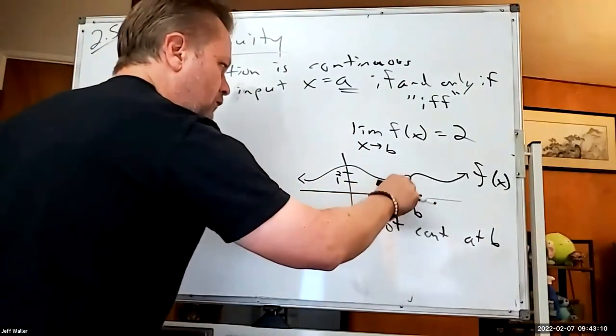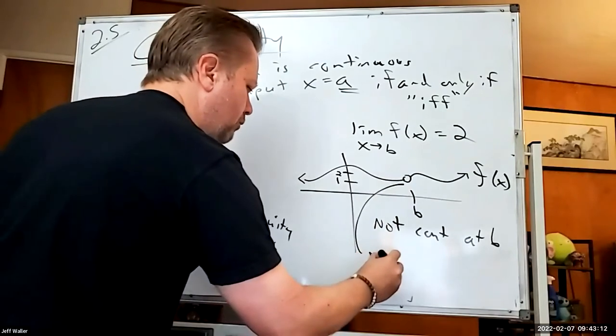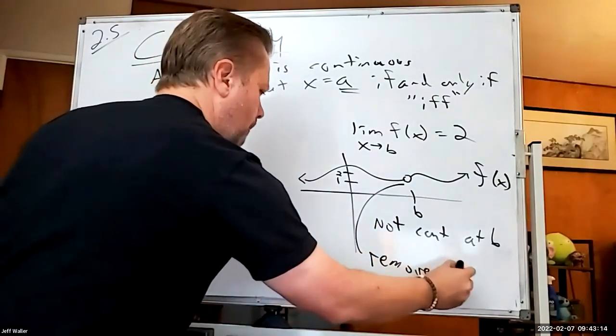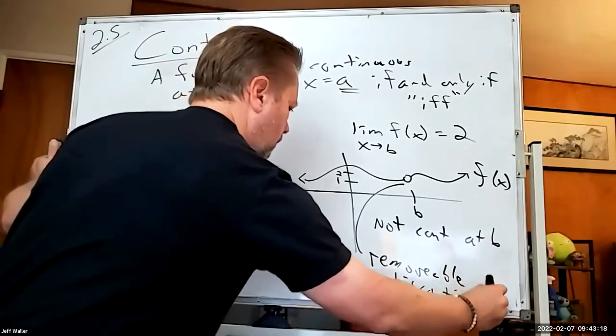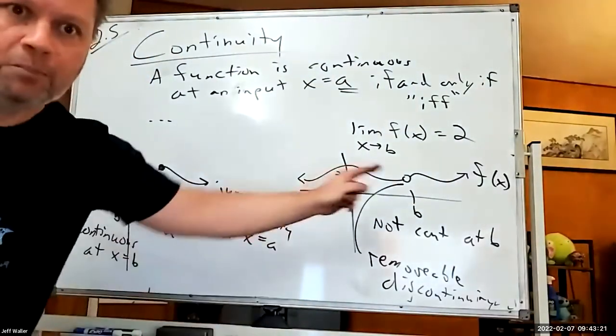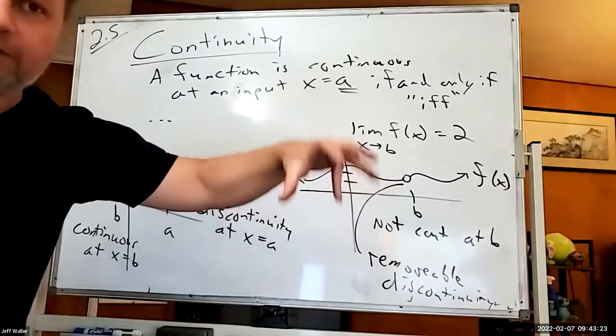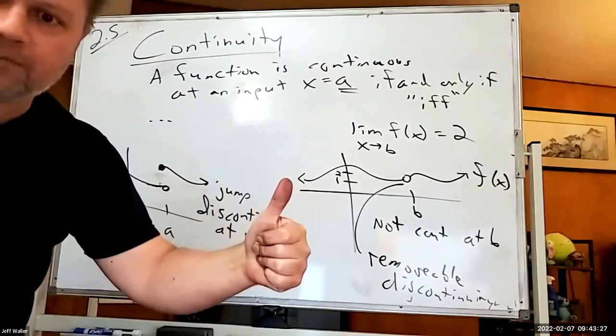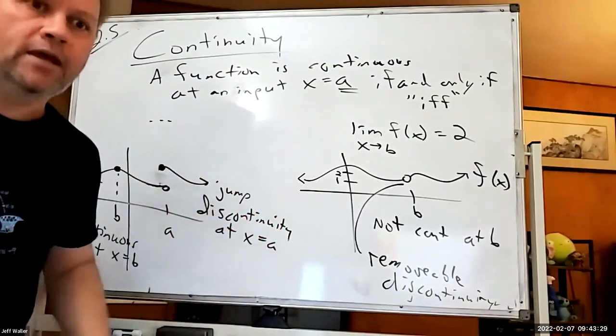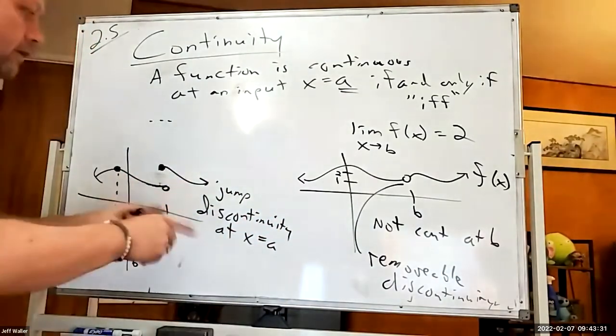I can remove the problem. This is called a removable discontinuity, because if I filled that hole in, the discontinuity has been removed. The name makes so much sense. And there's only one kind of discontinuity I don't have up here.